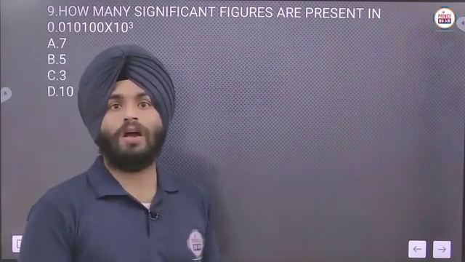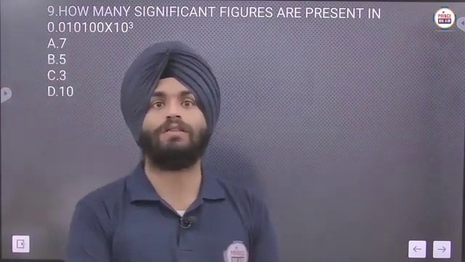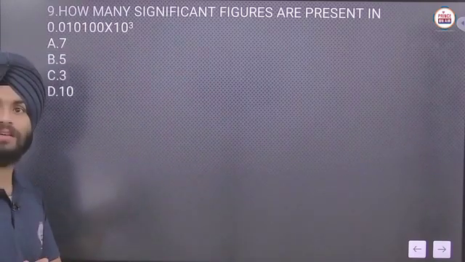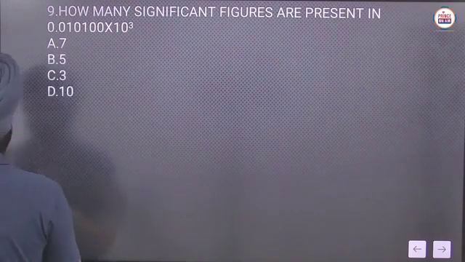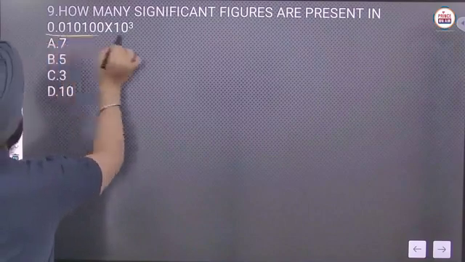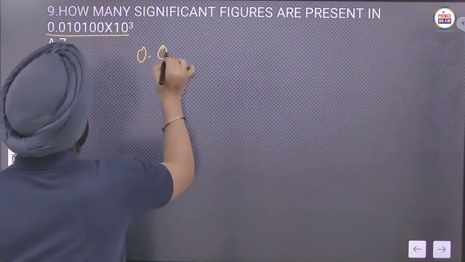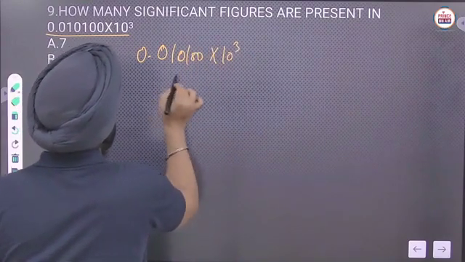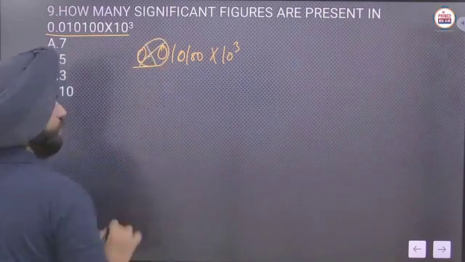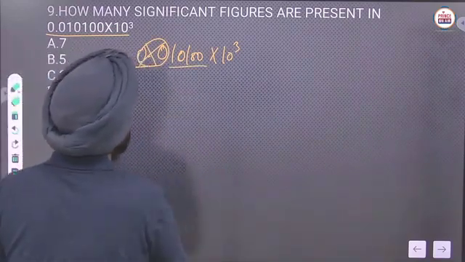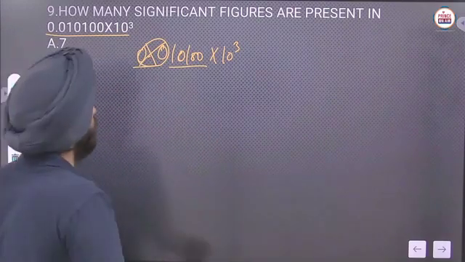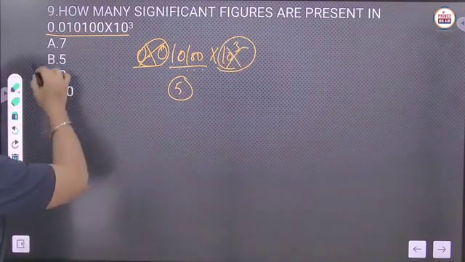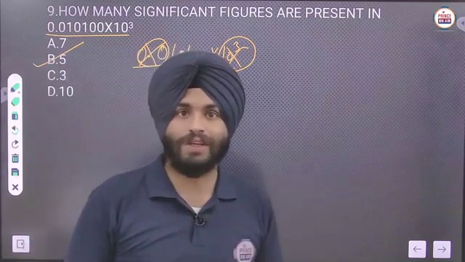In this question, how many significant figures are present in 0.010100 into 10 to the power 3? We have to tell how many significant figures are there in this number. Leading zeros we are not considering, but the trailing zeros will be considered because the decimal point is there. So 1 2 3 4 5, total 5 are there, and the power of 10 is not considered here. So the answer is B, clear.